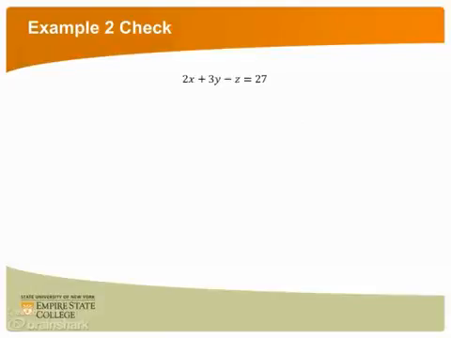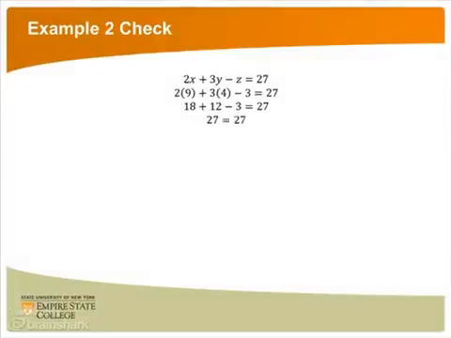The first equation is 2x plus 3y minus z equals 27. Plugging in, we have 2 times 9 plus 3 times 4 minus 3, which hopefully is 27. Multiplying out, we get 18 plus 12 minus 3, which may just equal 27. And it does. So the solution works for the first equation.